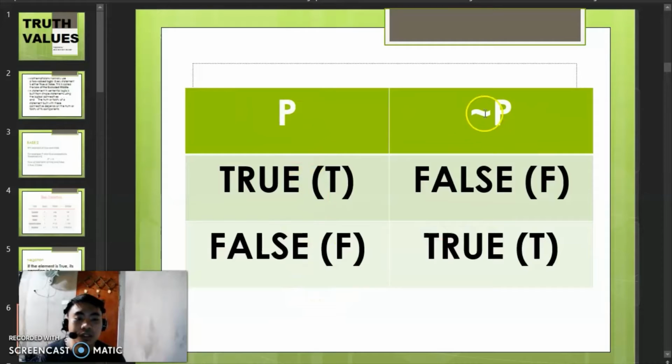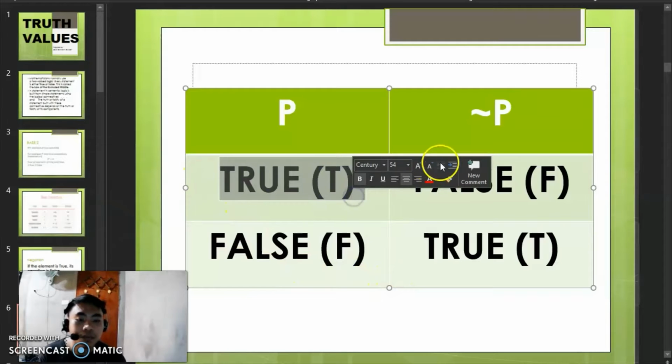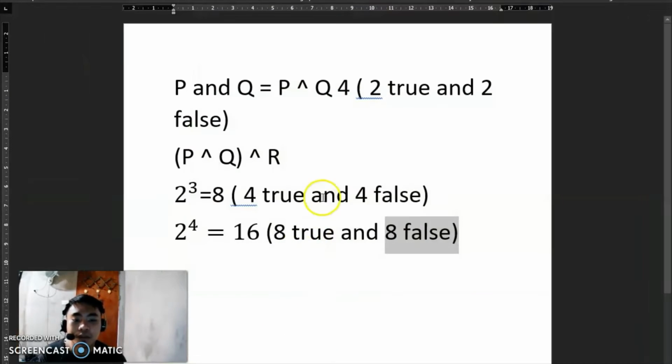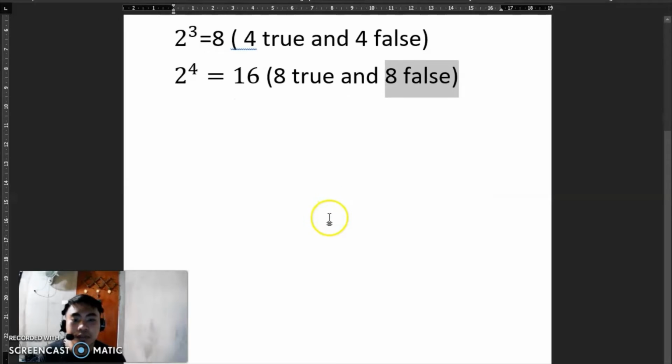Pagdating po sa negation, since kinuha po natin ang negation of P, sabi kapag true, magiging false sa negation. Pag false naman, magiging true sa negation. So, itong true na ito, magiging false pagdating sa ating negation. Ito namang false na ito, magiging true pagdating sa ating negation. Another example. So, let me slide this one.